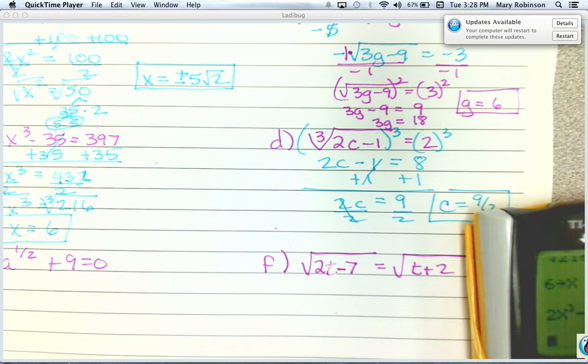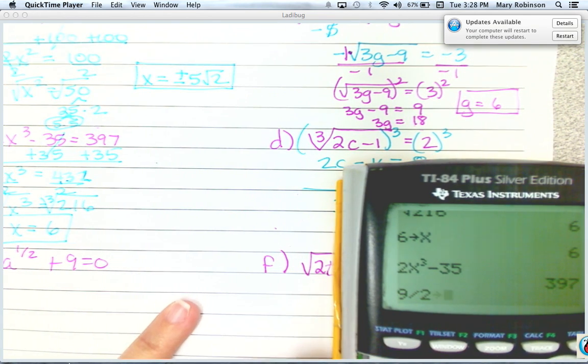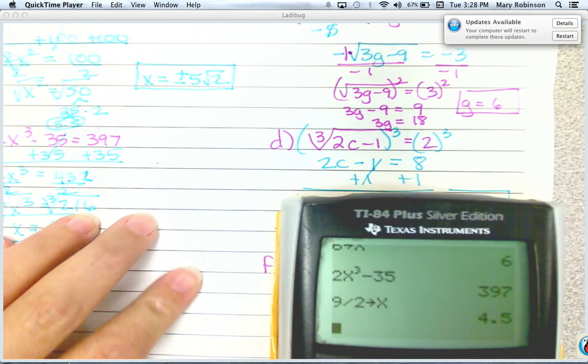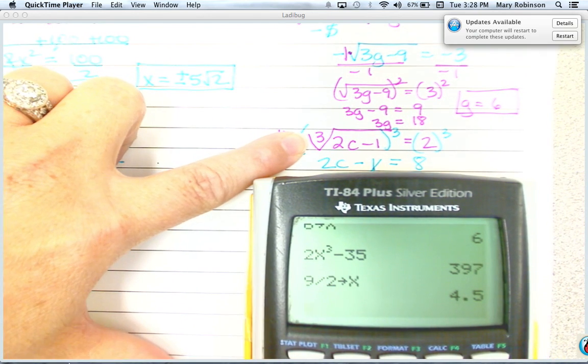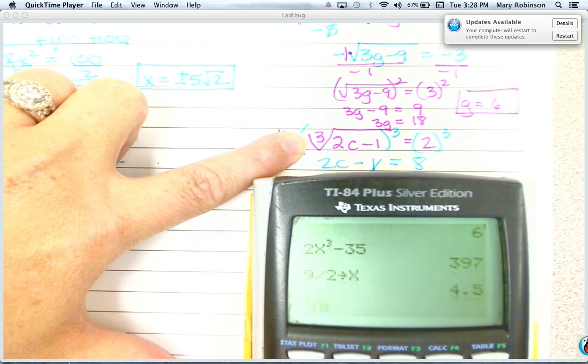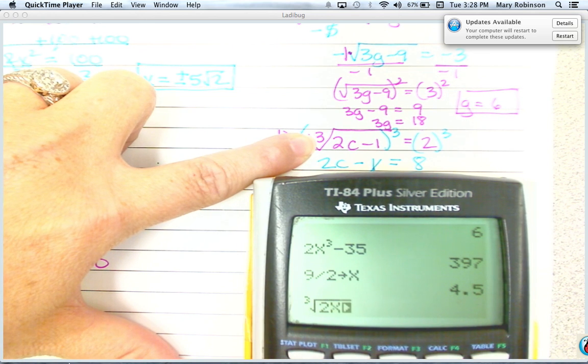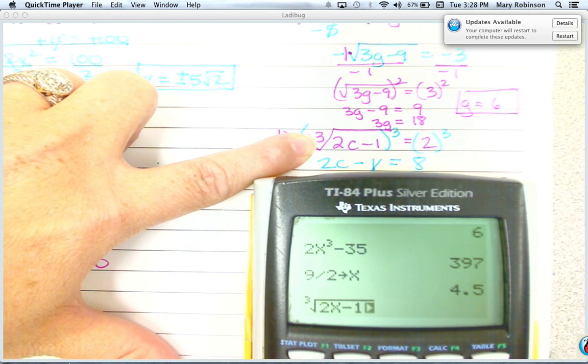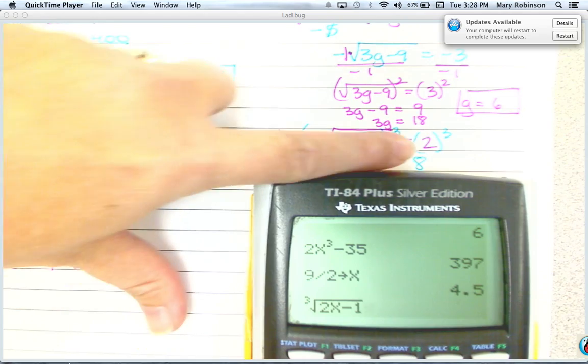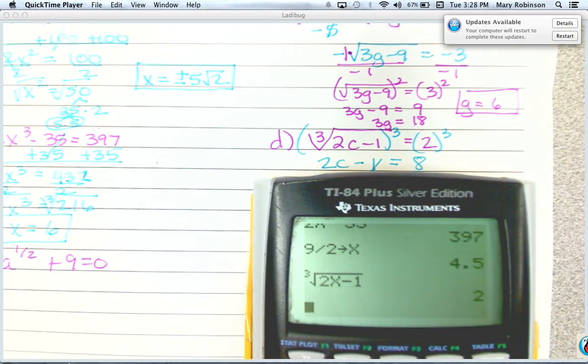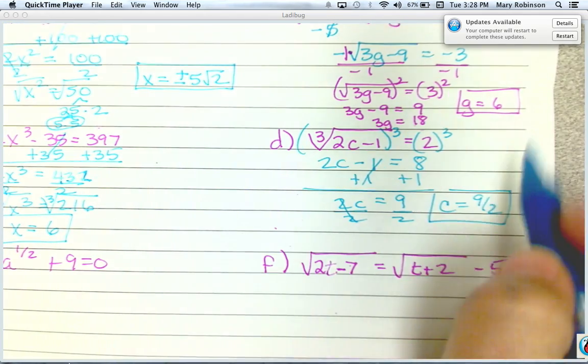So if we type in 9 halves and store it as x, then type in our equation, the cube root, so math 4 of 2x minus 1. If we hit enter, we hope that it equals 2, and it does. So we know that this is correct.